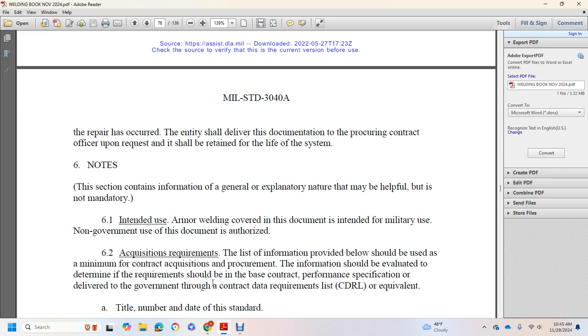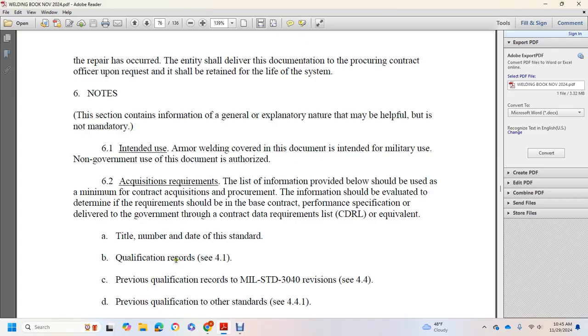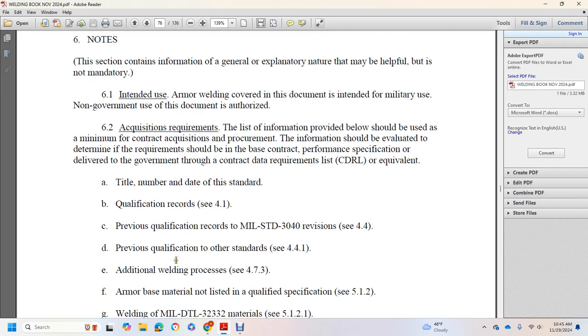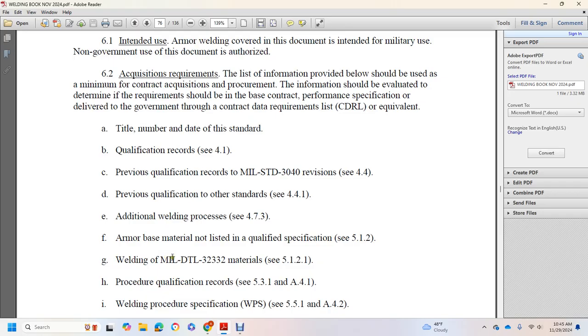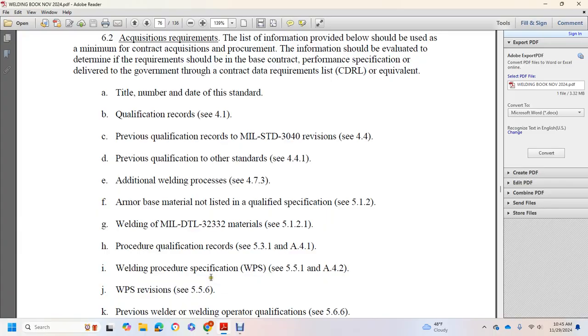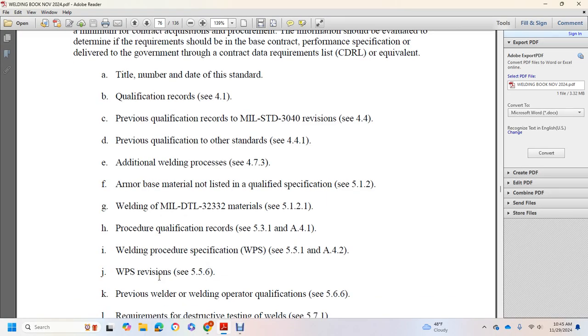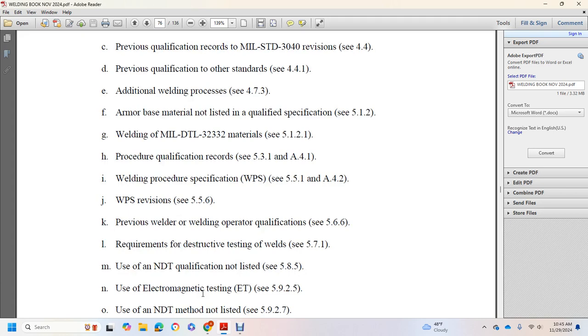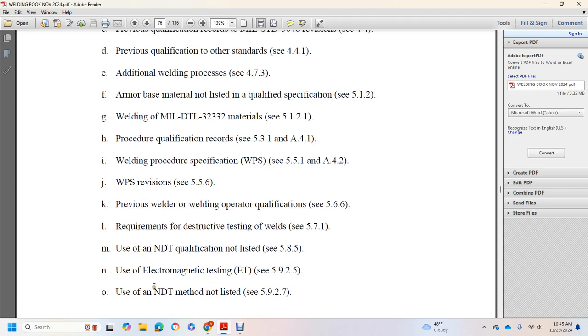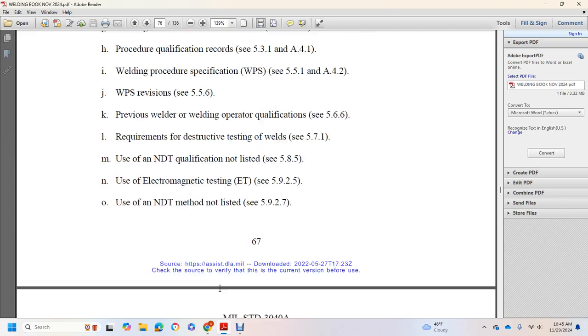It should be determined whether requirements should be in base contract performance specifications or delivered to the government through a contract data requirements list, CDRL. Items include previous qualification records, Military Standard 3040, other standards, additional welding processes, armor base material not listed, qualification specification, welding, MIL-DTL-32332 materials, procedure qualification records, welding procedure specification, welder procedure specification revision, previous welder operator qualifications, requirement of destructive testing of welds, use of non-destructive testing qualification not listed, electromagnetic testing ET, and use of non-destructive testing method not listed.